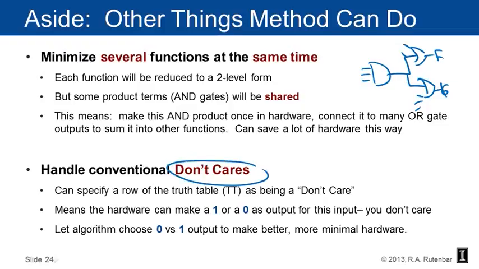And you can also handle conventional don't cares. So we showed you input don't cares that are really just pattern matches to make the truth table specification easy. You can also just specify a row of the truth table as being a don't care. That just means that the output is equal to a don't care. It means the hardware can make a 1 or a 0 for this output because you really don't care. Typically, you do not believe that that input can happen, so let the optimizer choose whether to let the hardware make a 0 or a 1. And so you can actually get better hardware that way.